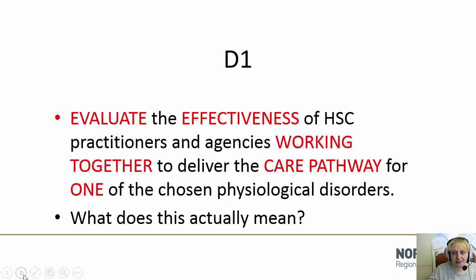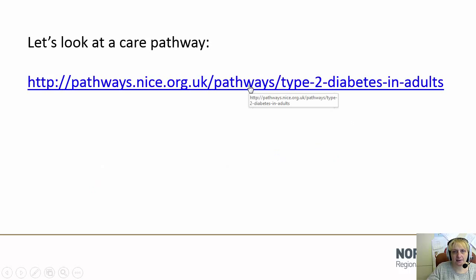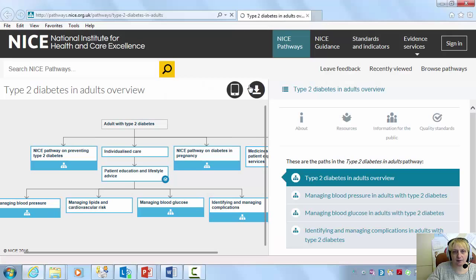I've obviously worked quite overtime to make sure that you could get the words out of this question. So I've highlighted here, evaluate the effectiveness, so whether or not all these people that work together are effective or not, to deliver the care pathway. And remember, this is a care pathway that you wrote about in P4 for only one of the chosen physiological disorders. So we're going to see what that actually means. So let's have a look. Hopefully this will work, a care pathway. This is actually mine, I suppose.